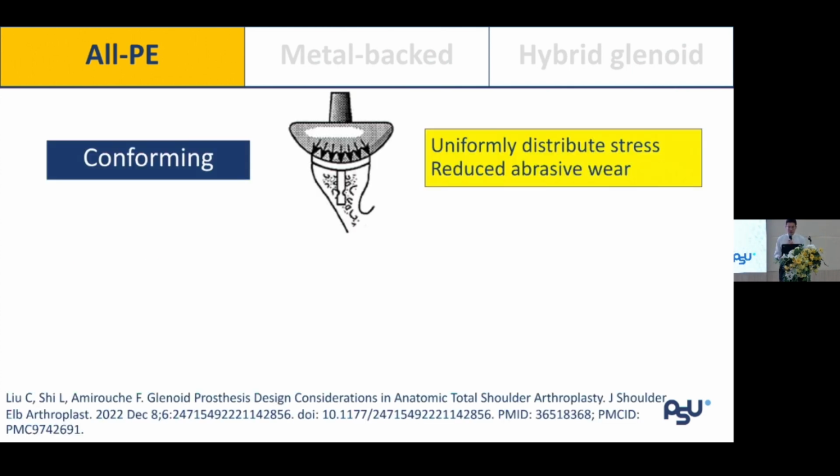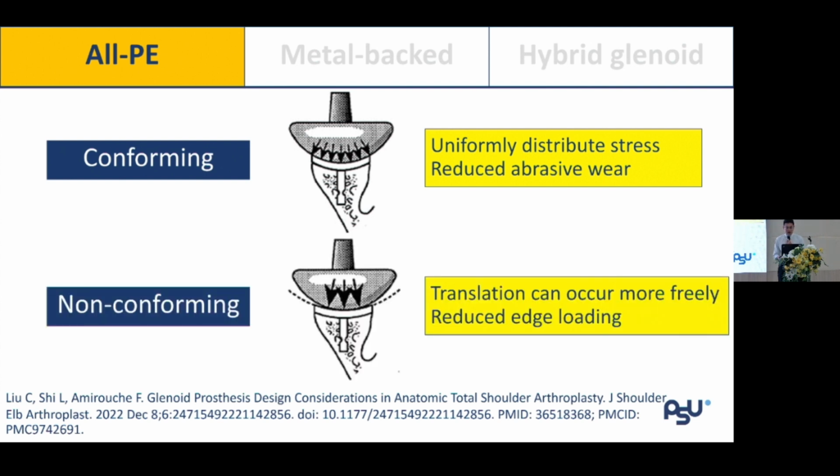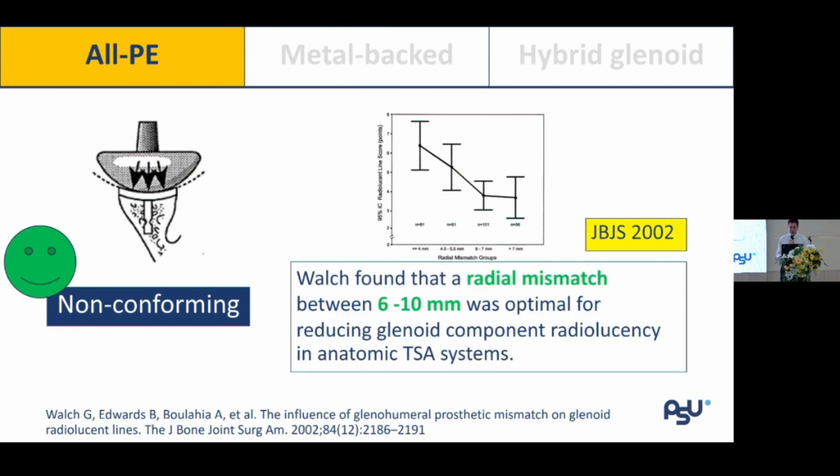Glenoid conformity plays a crucial role in implant longevity and stress distribution. A conforming glenoid component provides uniform stress distribution and reduces abrasive wear, enhancing implant longevity. In contrast, a non-conforming design allows for greater translation and reduces edge loading. Walch in 2002 found that a radial mismatch of 6 to 10 mm optimally reduced radiolucency.